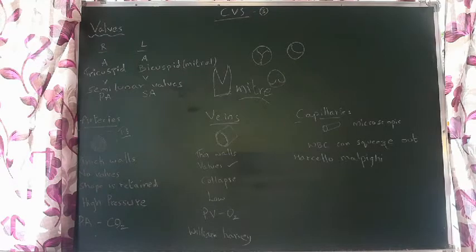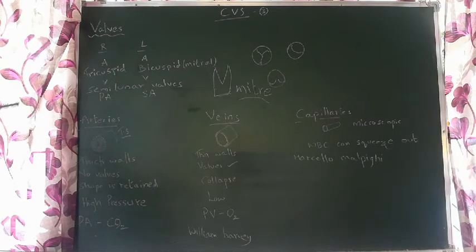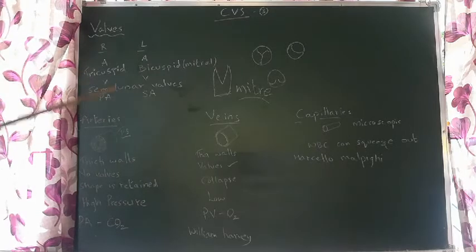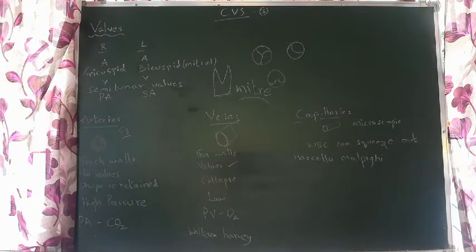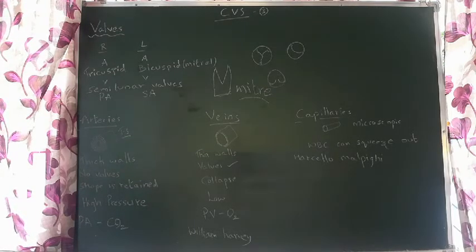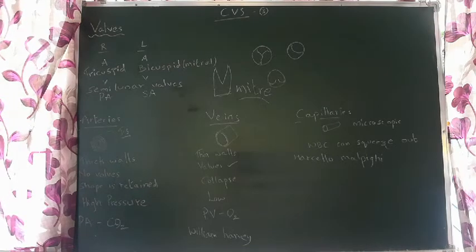Semilunar valves are present only in between the right ventricle and pulmonary artery, and the left ventricle and aorta, in that area, and that's all. The rest of all the arteries do not have valves. And see, the artery is made up of thick muscles, right? It's muscle tissue, and it is much thicker. So the arteries have the capacity to retain their shape. Even if blood is present or not, the arteries will not lose their shape, meaning they do not collapse.